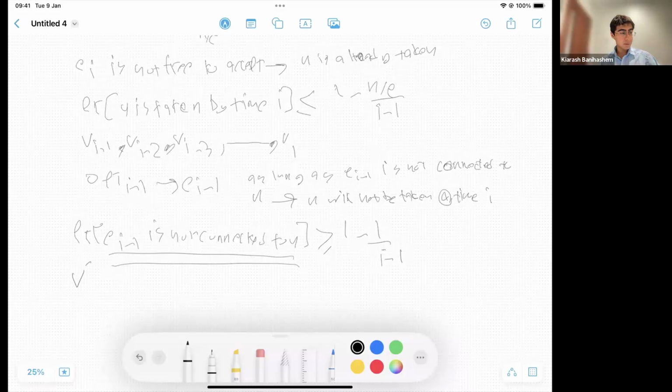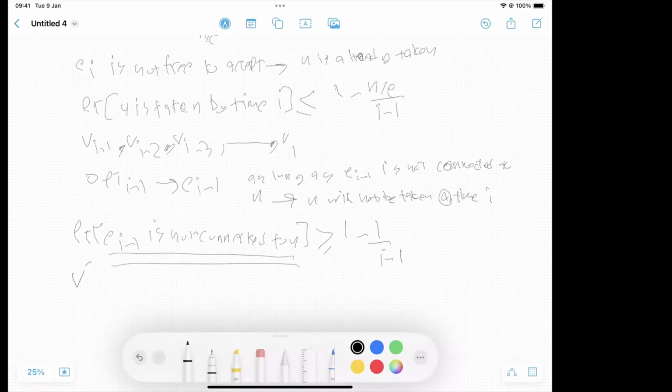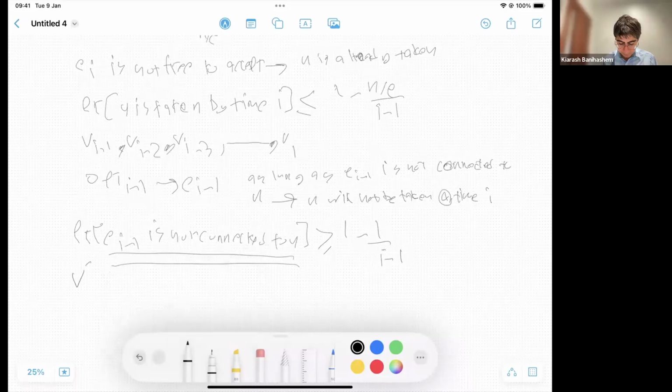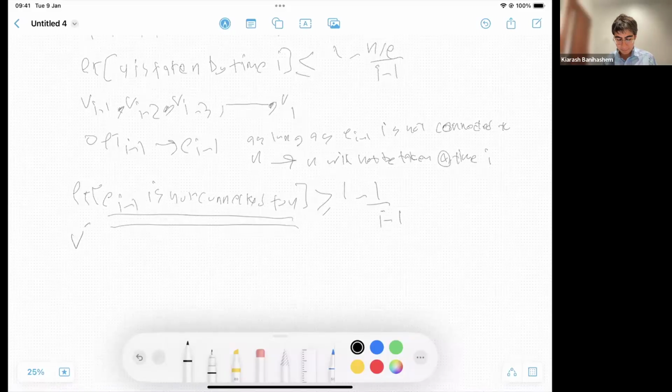Is this clear, or are there any questions? No, I think that seems fine. Okay. So this is the probability that EI minus 1 is not connected to U. And again, for this probability, all I need to do is realize the randomness of the vertex VI minus 1. I did not yet need to realize the order of the previous edges. So with this probability, I'm going to be fine for this time step.